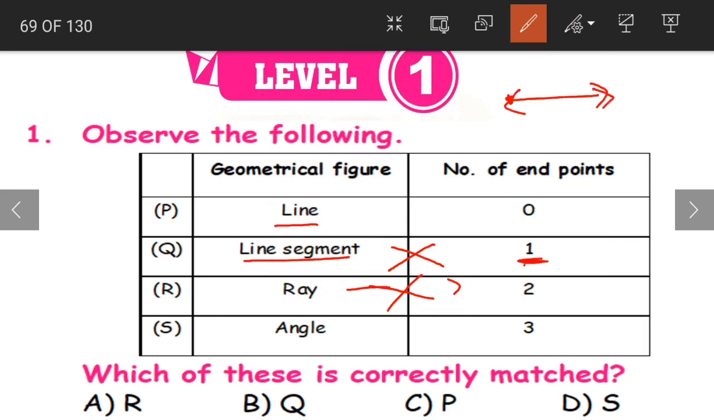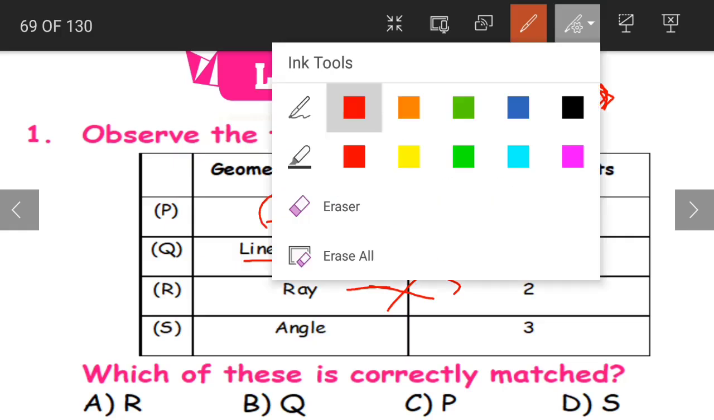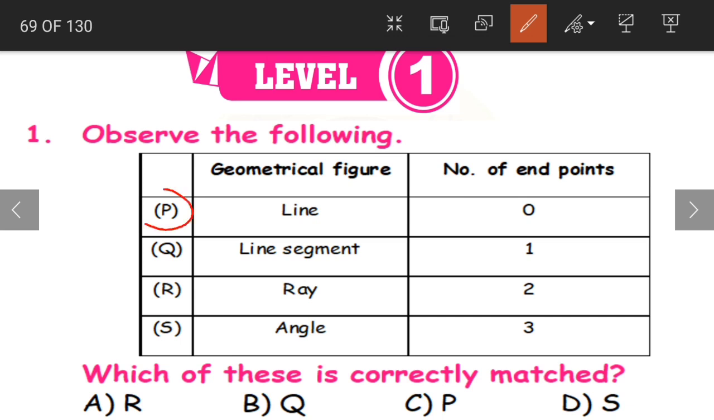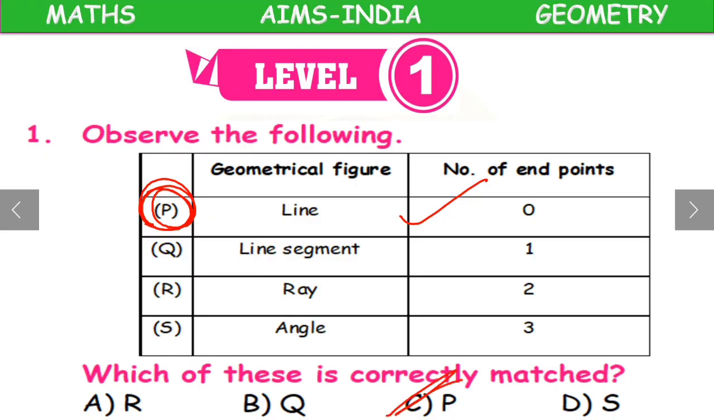Now coming to line, what does a line look like? See, this is a line. Does a line have any endpoints? No. A line can be extended on both the sides, so it has no endpoints. Here it is said that the number of endpoints of a line is 0. Yes, this is the correct pair. A line has 0 endpoints. And what is the alphabet representing it? P. So P is correctly matched. That is our option C.